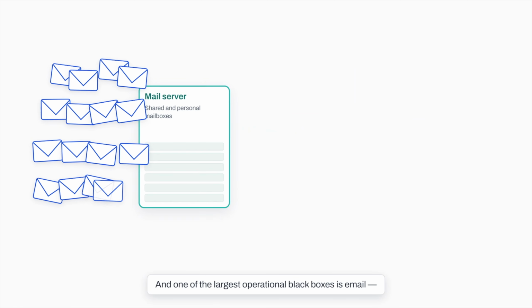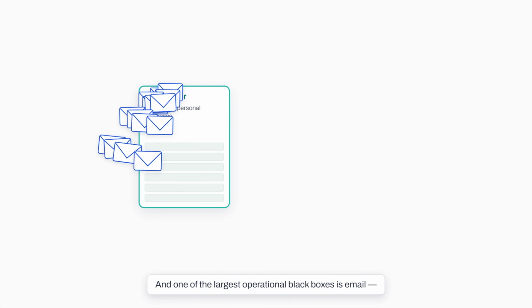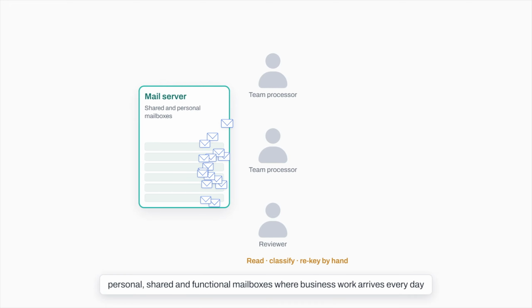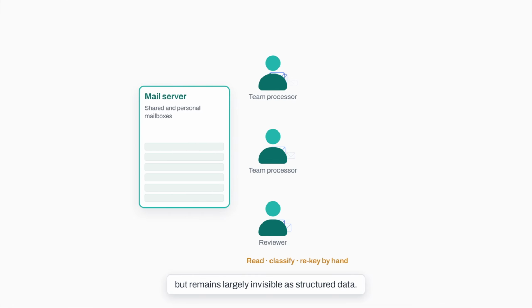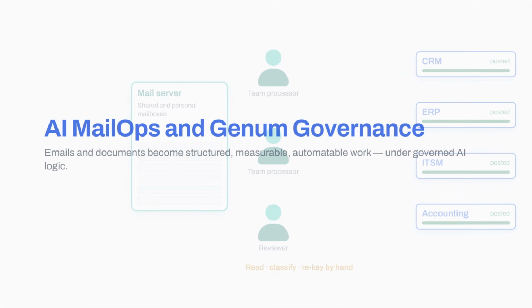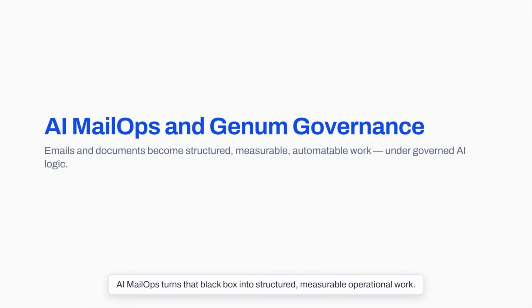And one of the largest operational black boxes is email. Personal, shared, and functional mailboxes where business work arrives every day, but remains largely invisible as structured data. AI MailOps turns that black box into structured, measurable operational work.